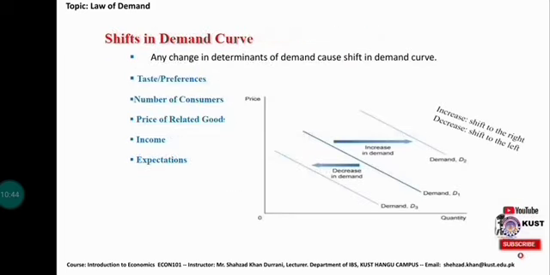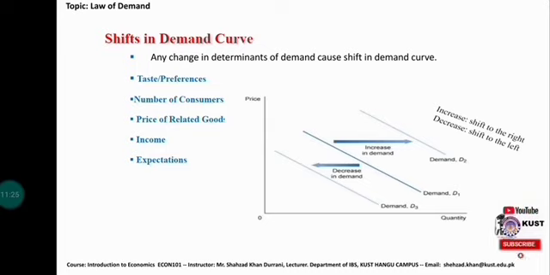Then shifts in the demand curve. We will try to understand this concept, and it's very important. Any change in the determinants of demand causes a shift in the demand curve. If there is a change in the price, it is a movement along the same demand curve. There are other determinants too, and these are called the shifters of the demand curve, and these are taste and preferences.